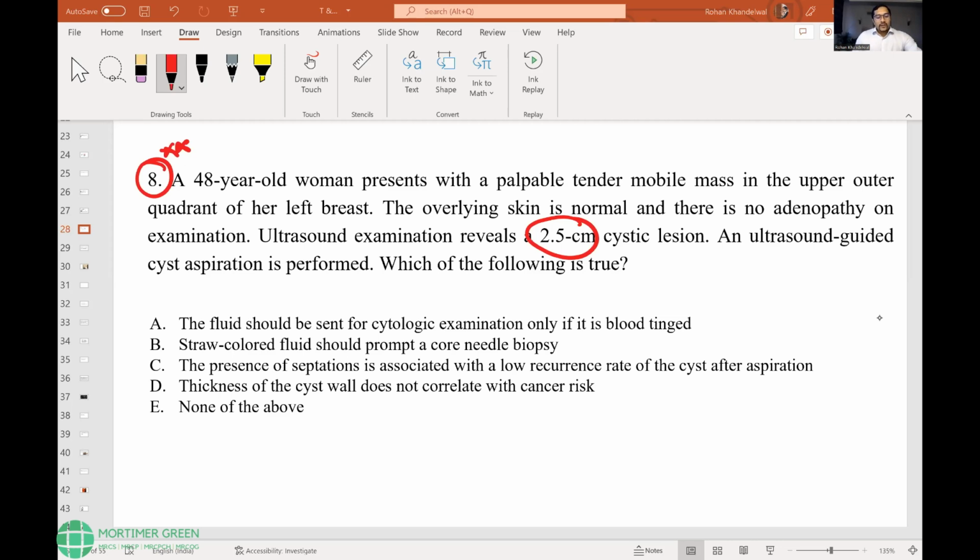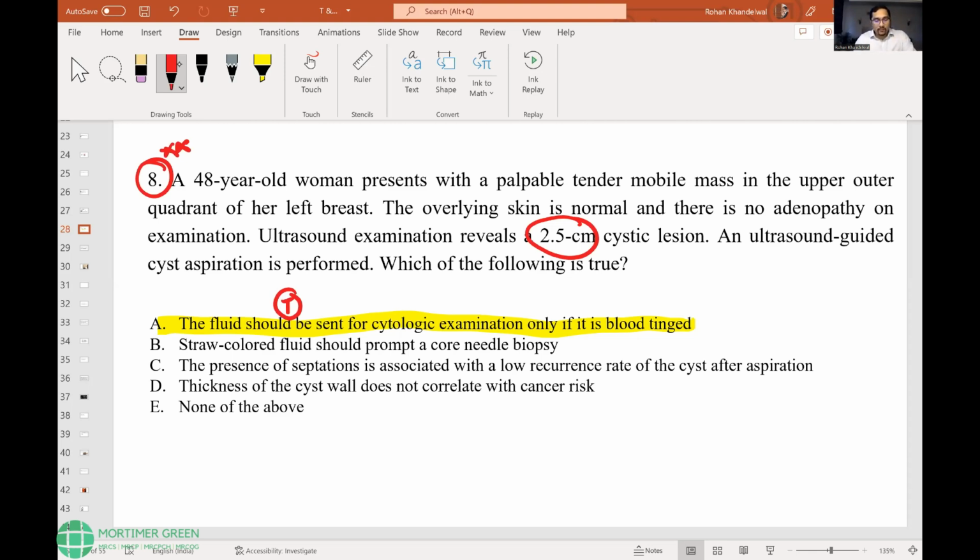So the fluid should be sent for cytological examination only if it is blood tinged. This is very important, so that is what I want you to remember. What we do in our practice in India or other Southeast Asian countries is that if we are aspirating a cyst, irrespective of the color, we will send it for examination. That is not how it is done in the UK. Only if it is bloody is it sent for cytological examination. Otherwise, the sample is discarded. So please remember this point. This is commonly asked in the exam.